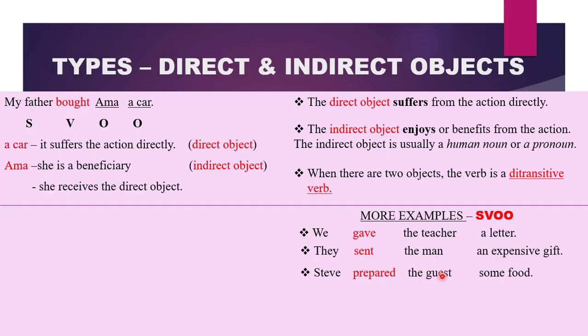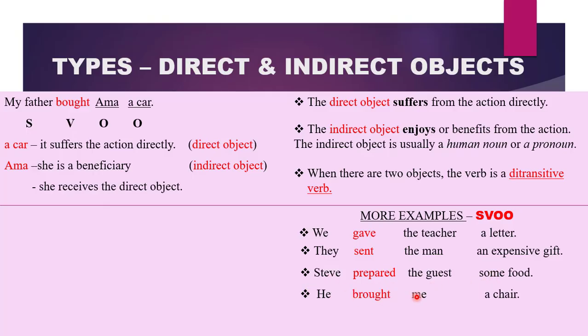Steve prepared the guest some food. What was prepared? Some food. It directly receives the action or suffers from the action. Therefore, some food becomes our direct object, whilst the guest who would enjoy the food becomes our indirect object. So we still have the SVOO pattern.